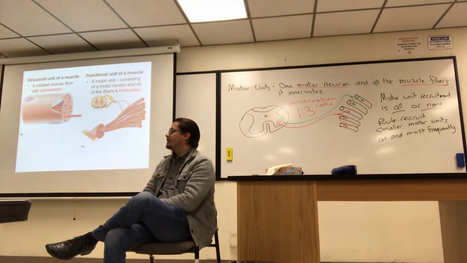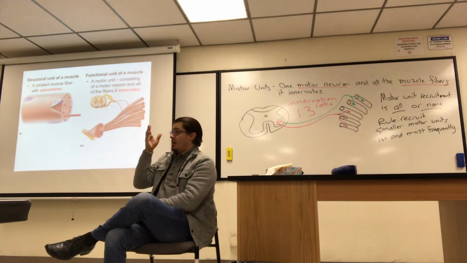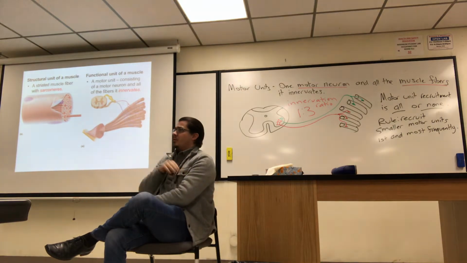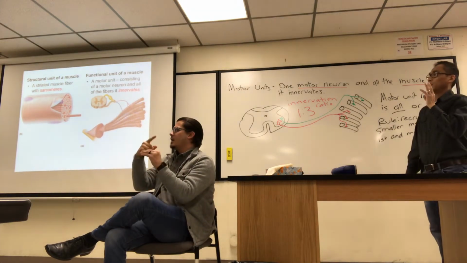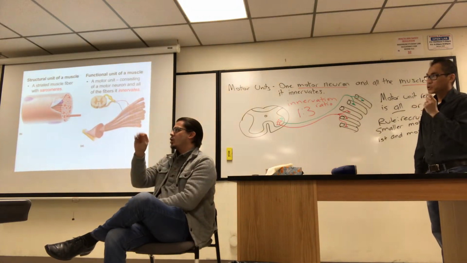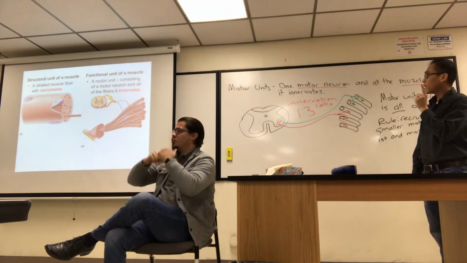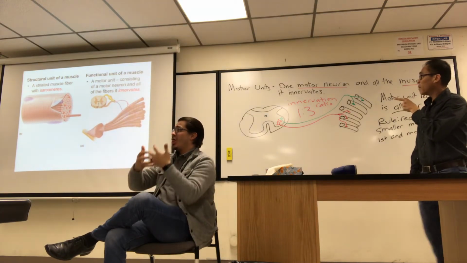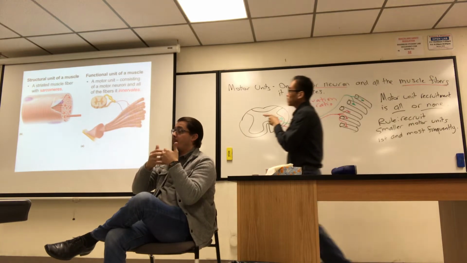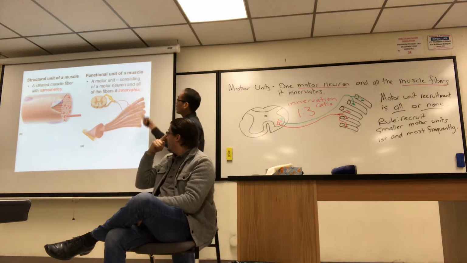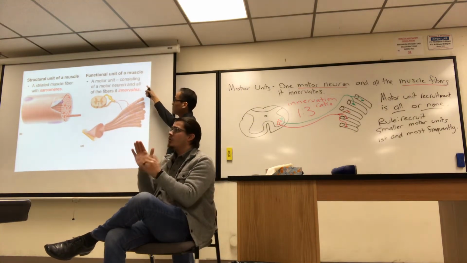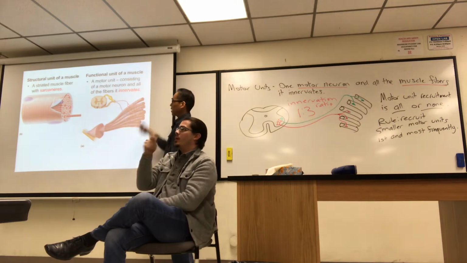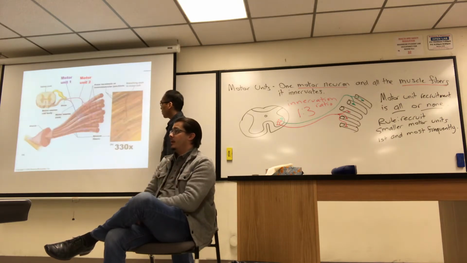So the last lecture, I was focusing on the structure of a muscle fiber, and I mentioned how the sarcomere is the smallest structural unit. Now I'm saying the motor unit is the smallest functional unit of muscle. Okay, so make that distinction. Today is all about the motor units.